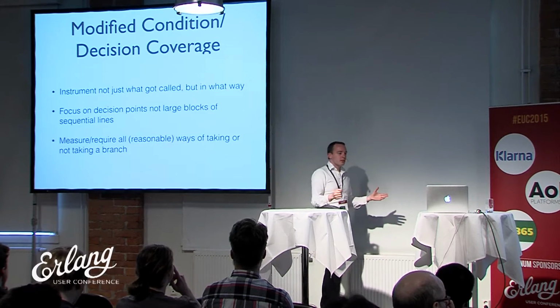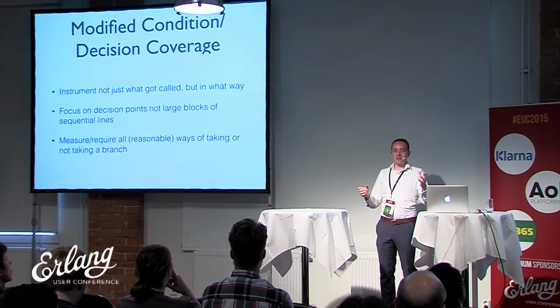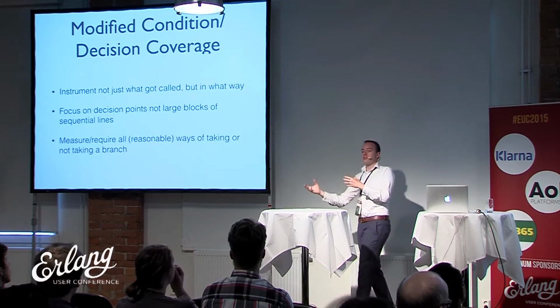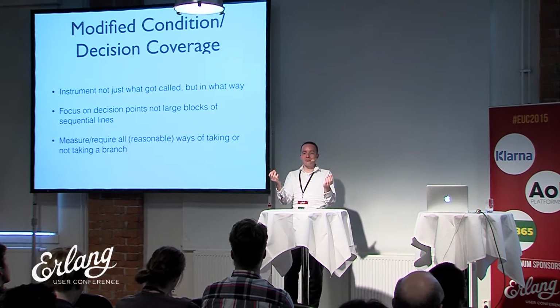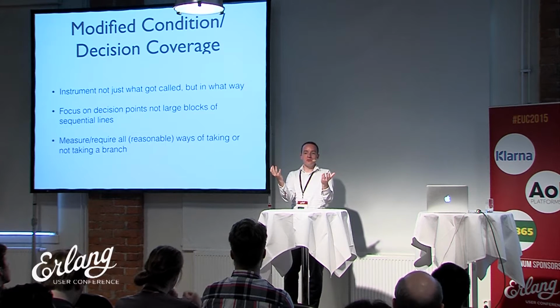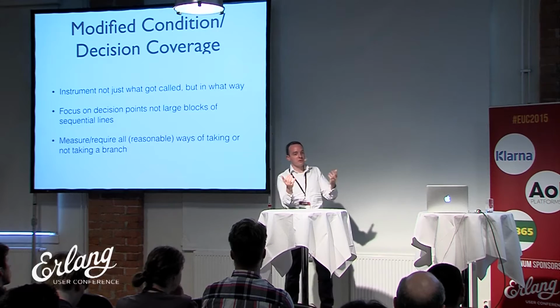But what we really want in MCDC is to not just take it and not take it, but look at all of the ways of taking it and not taking it. So we had an AND, so you can make an AND true by making both sides true. But you can make it false by making the right side true, false. You make it false by making the left side false. You make it false by making both of them false.